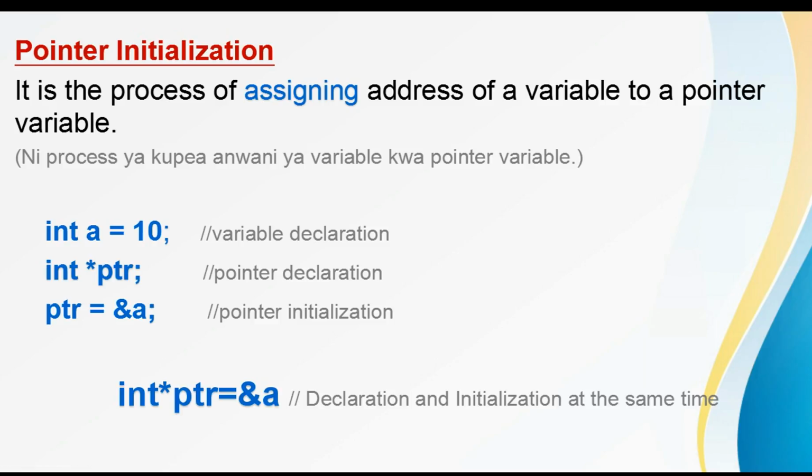Pia tunaweza declare and initialize pointers at the same time kwa one line. Sawa sawa. So we are doing the initialization and declaration at the same time. So we start with int, which is the data type. Then you put a star. Then the name of the pointer is equals to ampersand a. Sawa sawa. So we are both declaring and initializing the variable pointer at the same time.